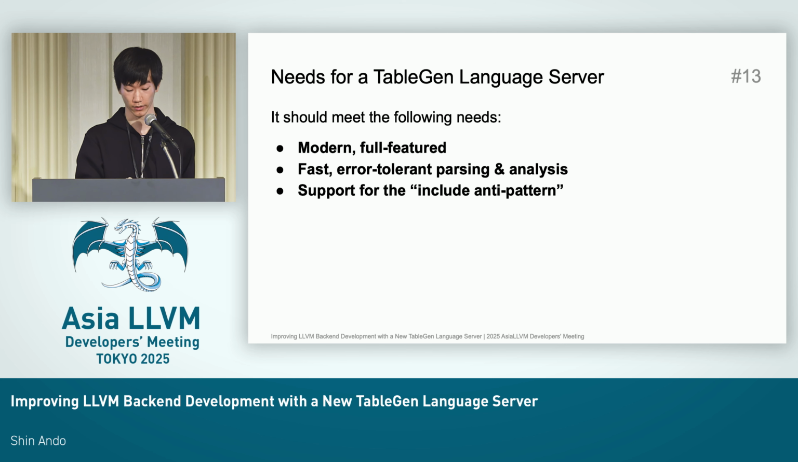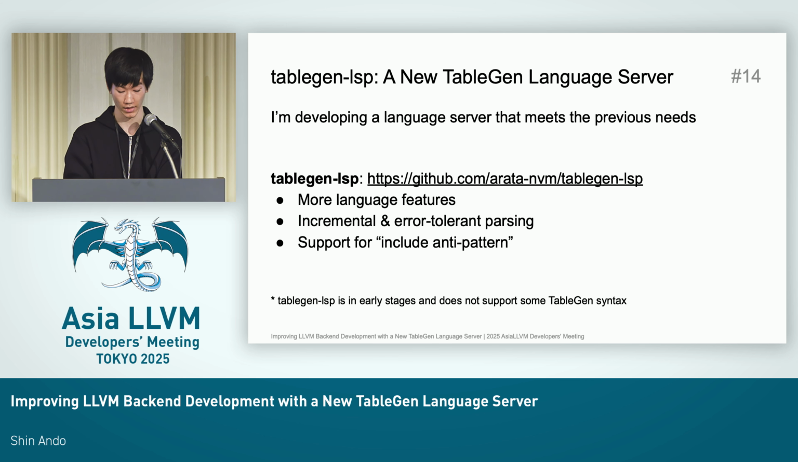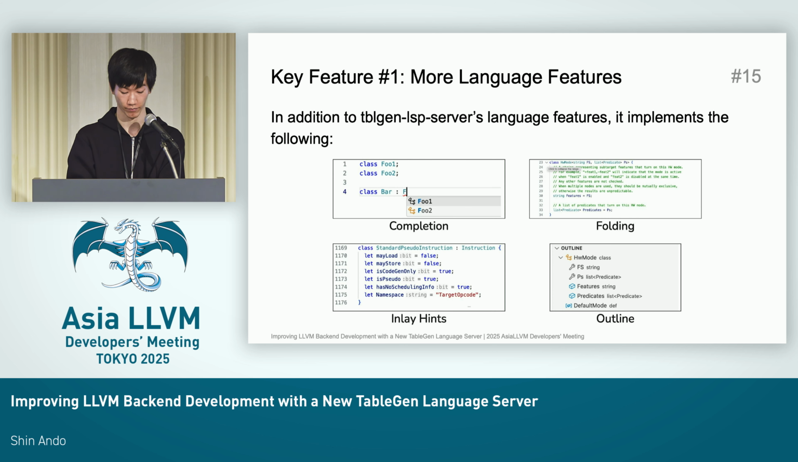To summarize, the following requirements must be met for the TableGen language server: modern and full features, fast, error-tolerant parsing and analysis, and support for the include anti-pattern. To address these needs, I am developing a new language server for TableGen called TableGen LSP. Let me explain its three key features.